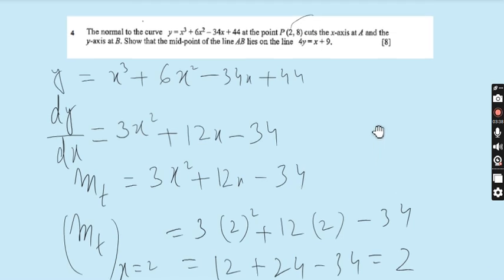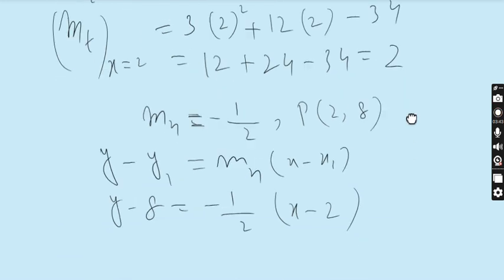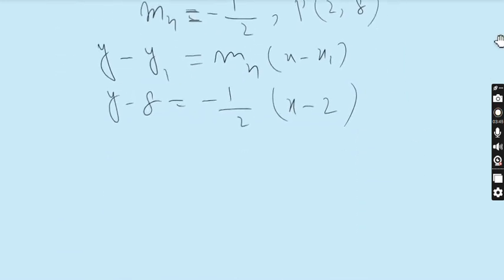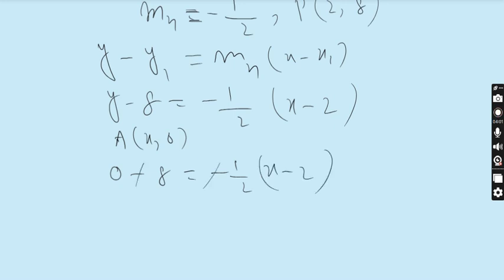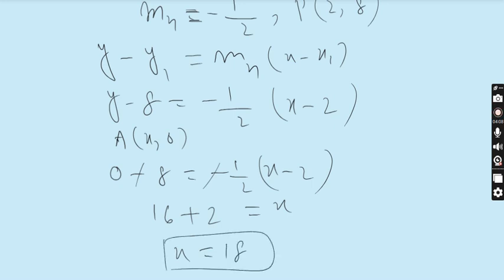Now according to the question, this normal cuts the x-axis at point A and the y-axis at point B. Very easy. Find the coordinate of A. X-axis coordinate is (x, 0). So put y equals 0: 0 minus 8 equals minus 1 upon 2 times x minus 2. Minus cancels by minus, 2 eights are 16, and this negative 2 becomes positive 2 on this side. So x equals 18. Hence the coordinates of A are (18, 0).